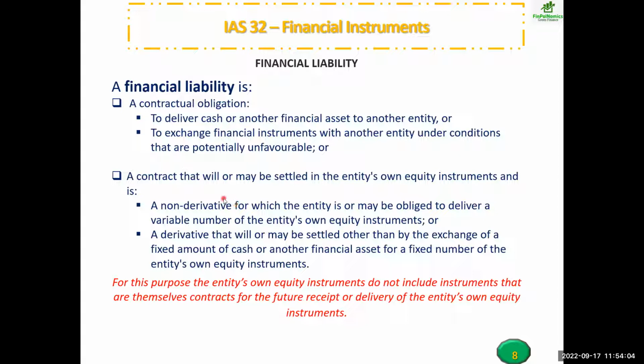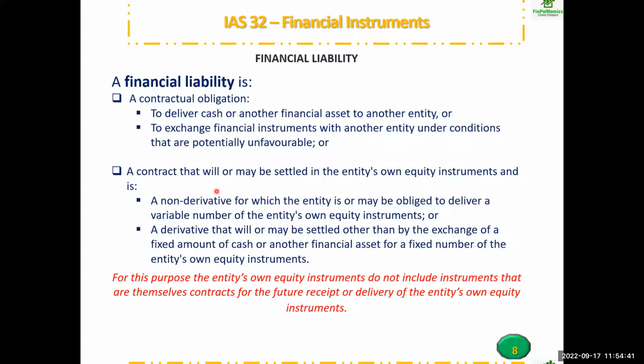The second aspect speaks naturally to derivative liabilities, which says that a contract that will or may be settled in the entity's own equity instruments and is a non-derivative for which the entity is or may be obliged to deliver a variable number of the entity's own equity instruments, or a derivative that will or may be settled other than by exchange of a fixed amount of cash or another financial asset for a fixed number of the entity's own equity instruments.